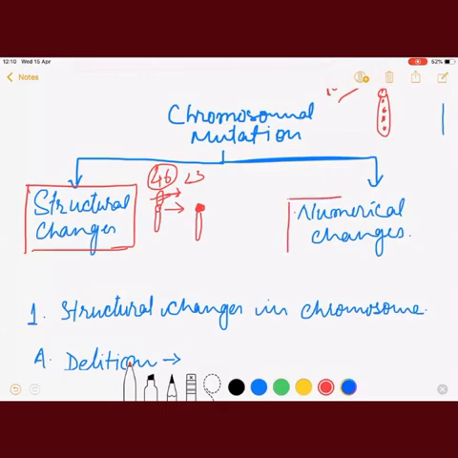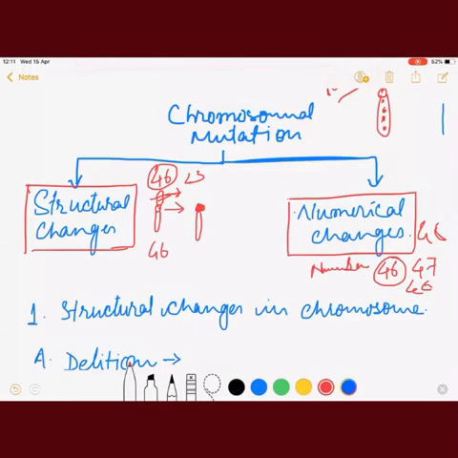And the same thing happens in the numerical changes of chromosome. In numerical changes, the structure of the chromosome is almost the same, there is no change in the structure, but the number of chromosomes will be changed. What kind of change? If the number of chromosomes is 46, then it can be 47, as we discussed in our last video, that is genetic disease. It can be 48 or it can be 46, it can be less or more. But in structural change, the number of chromosomes remains the same, 46, but the structure of some chromosome or any one chromosome may be changed. So it can be structural change or it can be numerical change of the chromosome.